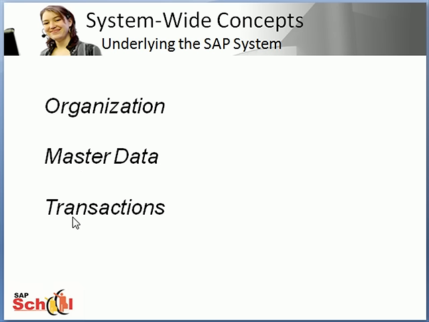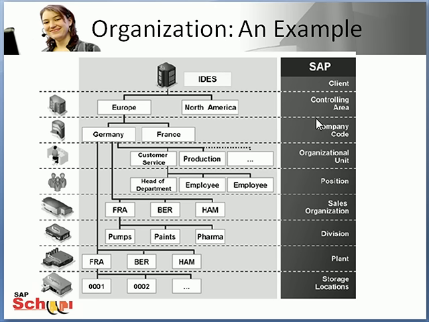Master data also has an organizational aspect because its information is organized into views that are assigned to organizational elements. Transactions are application programs that execute business processes in the SAP system. Examples include creating a sales order that we saw previously, changing a customer master, or displaying a sales order list report, for example.